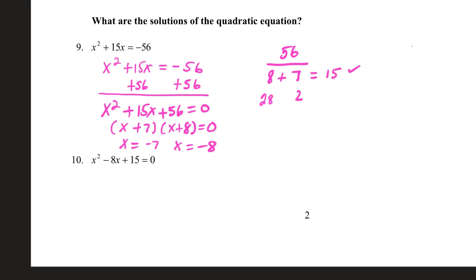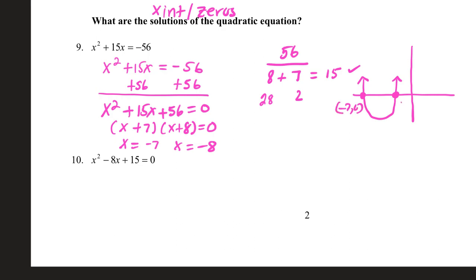To show you what's happening graphically, the parabola's x-intercepts, because that's what the solutions are, you can say x-intercepts. You can also say zeros. So it's going to be negative 7 comma 0 and negative 8 comma 0.